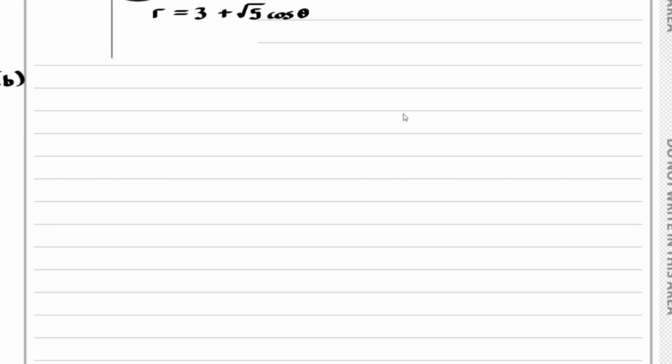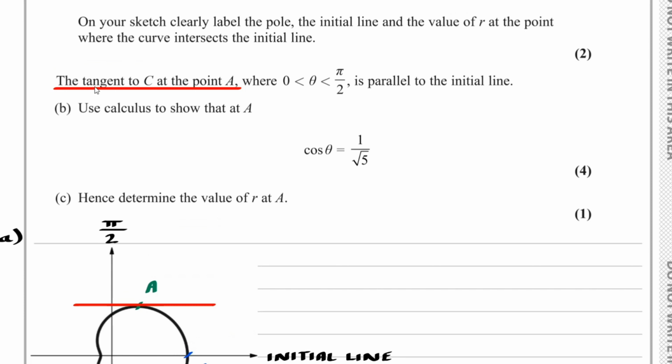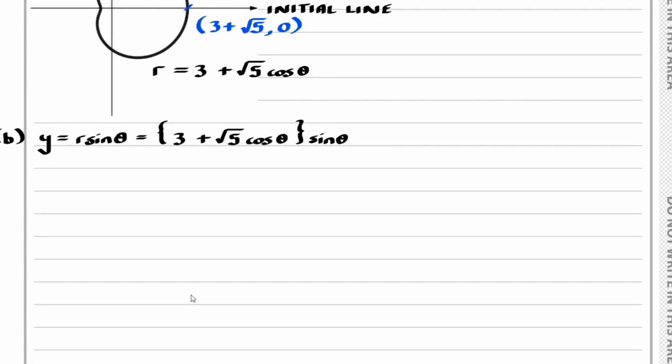So, for part B, y is given by r sin theta, but we know what r is. That's 3 plus root 5 cos theta, and I multiply that by sin theta. Now, because we are interested in this point A, and at the point A we've got a tangent to our curve C, what we would have to do then is differentiate this result.